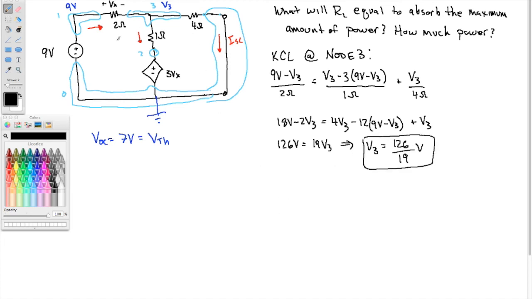Okay, so that's the voltage here. I'll add it to the picture: 126 over 19 volts. So what's ISC? Well, we have V3 now. ISC is the current through the 4 ohm resistor. That is 126 over 19 minus 0, the voltage here minus the voltage here, divided by 4 ohms. I think 4 does not quite go into 126, but there's a 2 there, so it's 63 over 38 amps. Okay, so that is ISC.